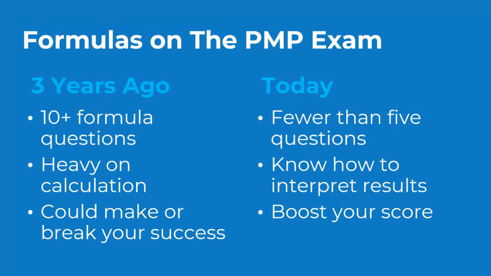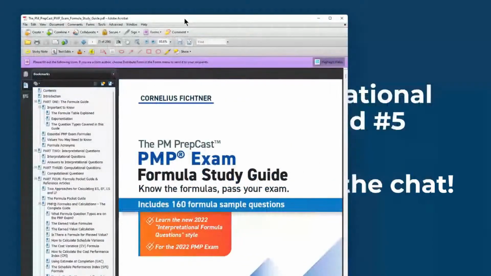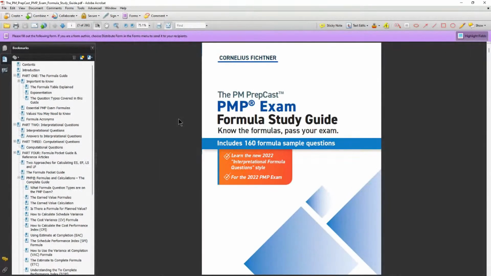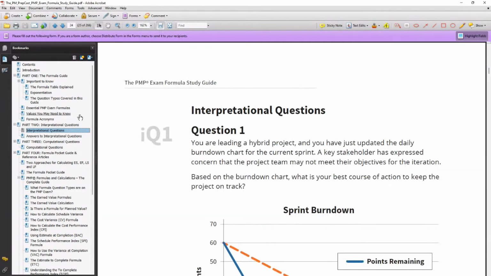Okay, so what we're going to do is review 3 interpretational questions, questions 1, 3, and 5 in the PDF document. And what I want you to do is type your answer into the chat. So where is the PDF document? Here we go. This is the PDF document that you can also win here today. And we want to go to interpretational question number 1 here.